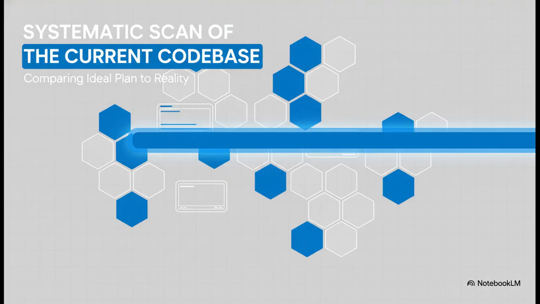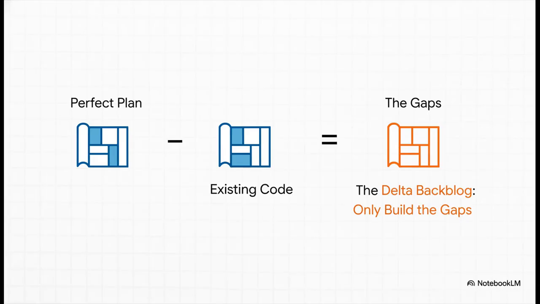But of course, we don't live in a perfect world. You've got an existing code base. So the very next step is a systematic scan of what's already there in the code to see which parts of that perfect blueprint are actually already built and working. And here is where the magic happens. You take the perfect plan, you subtract what already exists, and you're left with only the gaps. This is the Delta Backlog, a to-do list that contains only the work needed to build what's missing or fix what's broken. No more rebuilding what you already have. This is the key to real efficiency.